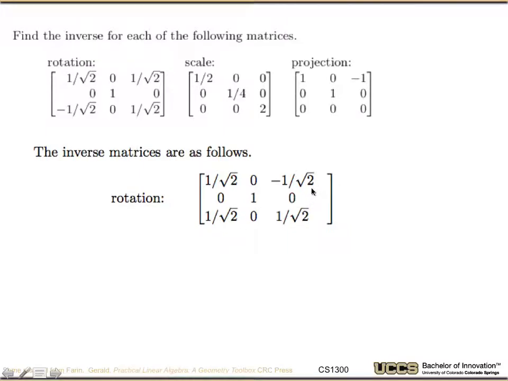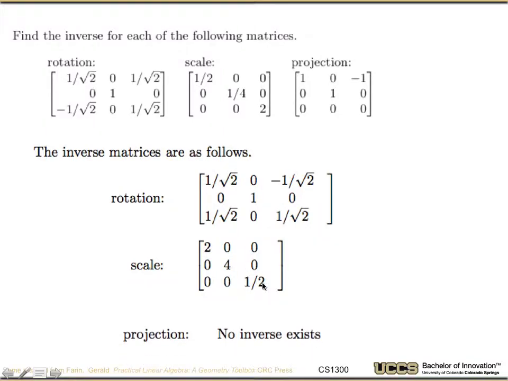And that's just because sine of alpha and sine of minus alpha are just negating their sign, the sign in front, so these two change their signs. Now for scales, it's also very simple. Scales are a diagonal matrix. So for any diagonal matrix, we invert it by just taking 1 over the element. And remember that we only do 1 over the element if it's a diagonal matrix.